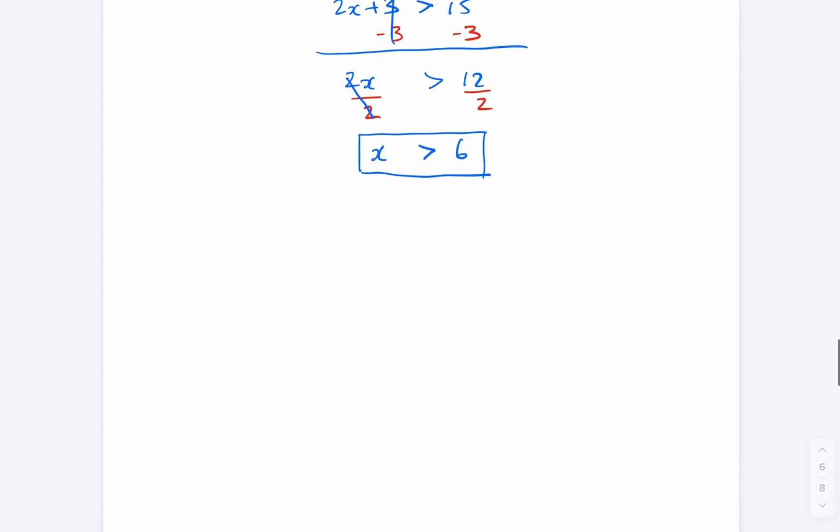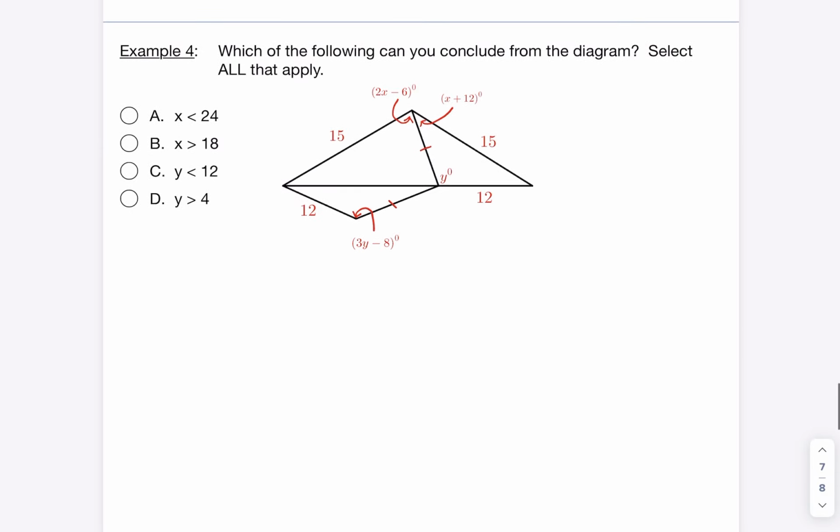Okay, let's go ahead and take a look at this last example, okay? So a lot of things are going on. We want to know ultimately which of these 4 apply. Now it says to select all that apply, and that usually implies that there's more than one answer, okay? So let's take a look at this diagram.